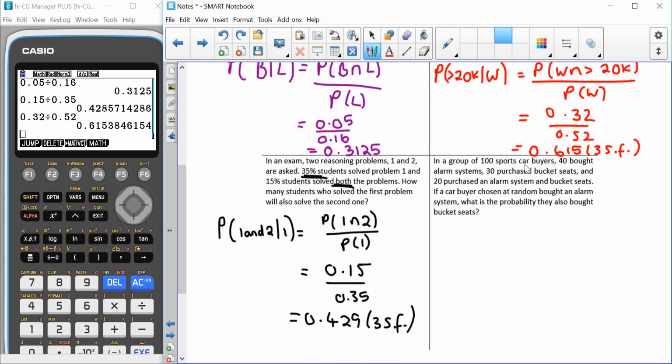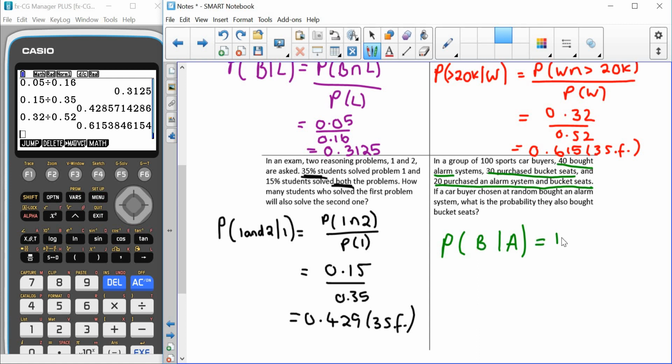Next, we're looking at, in a group of 100 sports car buyers, 40 bought the alarm system, 30 purchased bucket seats, and 20 purchased an alarm system and a bucket seat. So this time we've got more information, so we need to be careful at what we're talking about. If a car buyer chosen at random bought an alarm system, so that's our given that. So given that they're buying an alarm system, what is the probability that they also bought bucket seats? So here we're looking for bucket seats.